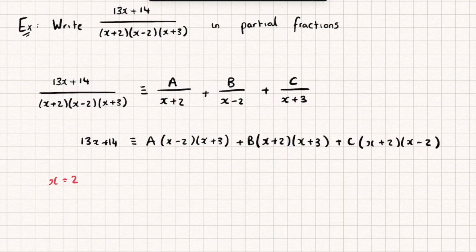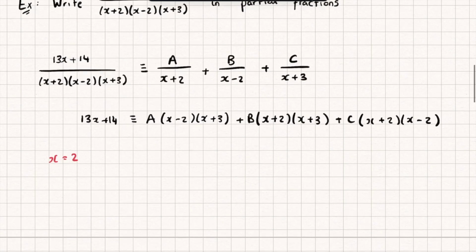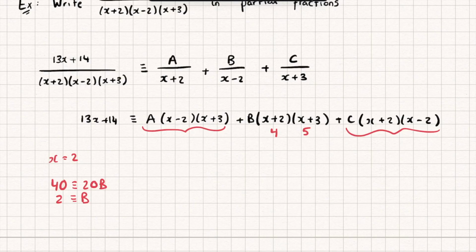So let's do that. If I substitute x equals 2 into here, it's going to be 2 lots of 13, which is 26, plus 14, which is 40. So it's going to be 40, and that is exactly the same as, remember, the a term has gone to 0, our c term has gone to 0, and so it's going to be b multiplied by, well, 2 plus 2 is 4, and 2 plus 3 is 5, so 4 multiplied by 5 is 20, so 20b. Divide both sides by 20, and we get b must be 2. Okay, so pretty straightforward. Let's do the same thing again.